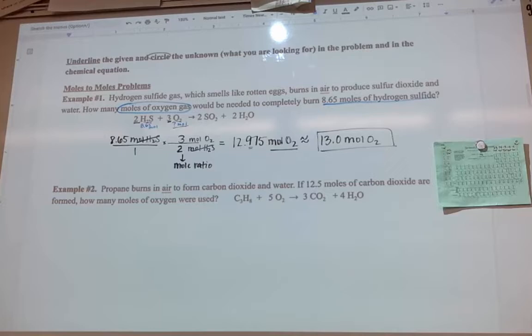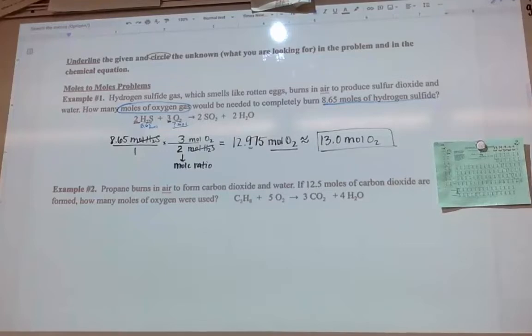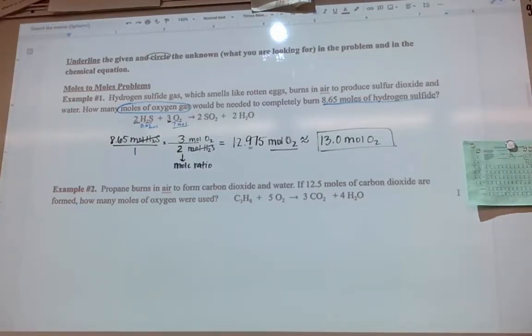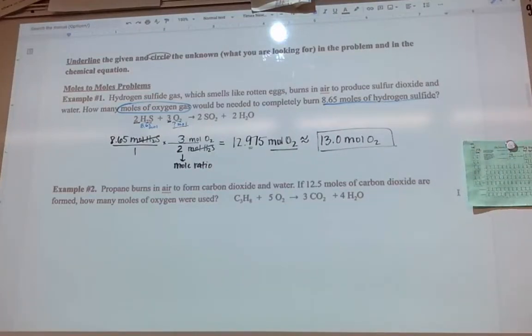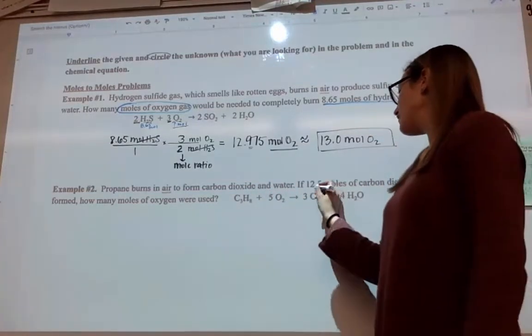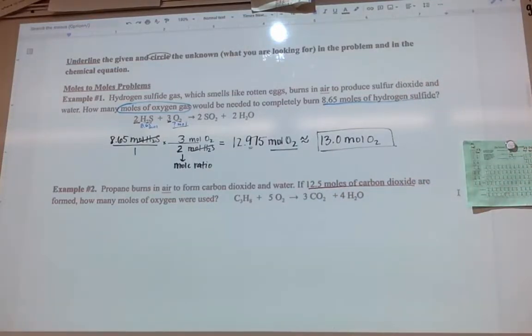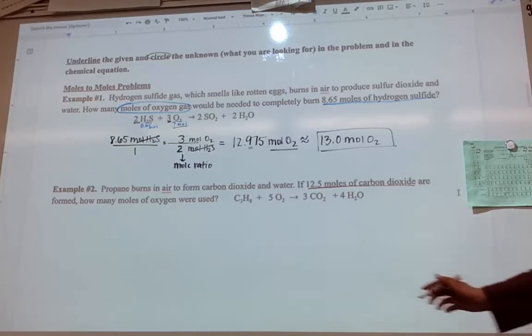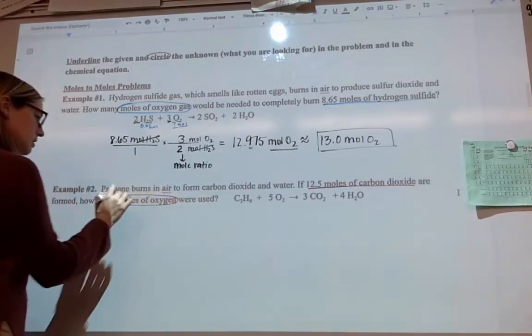So if we look at number 2, we'll just kind of circle, underline, label, and then I'm going to have you set up number 2 with a partner. So propane burns in air. So you have a propane, like a blowtorch, that's propane. When it burns, it forms carbon dioxide and water. If 12.5 moles of carbon dioxide, there's given information, a number, a unit, and a substance. 12.5 moles of carbon dioxide are formed. How many moles of oxygen were used?